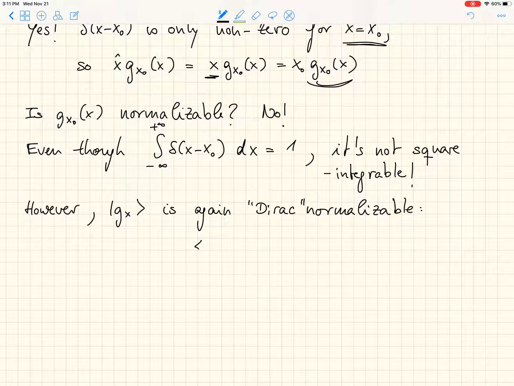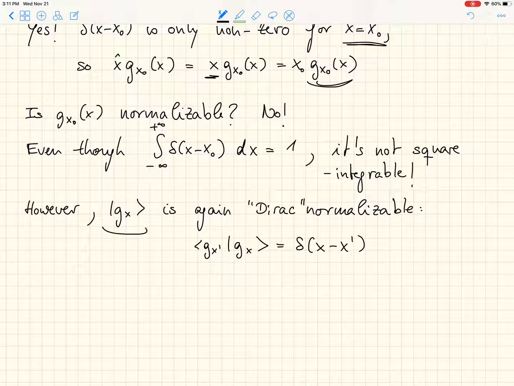So if I take the inner product of two of them, g of x dash and g of x, this is actually equal to the delta function of x minus x dash. And that again guarantees us that we can represent any quantum state that we want in terms of these eigenstates.